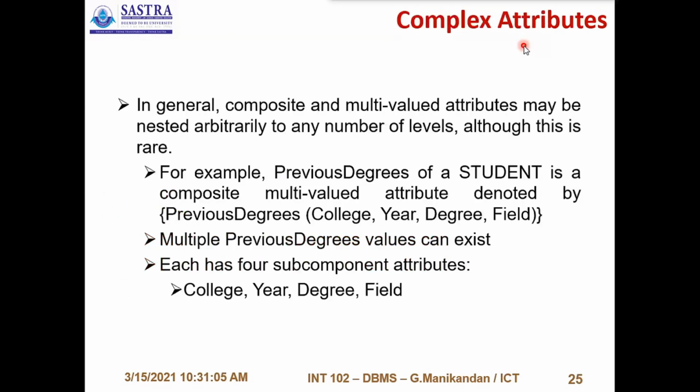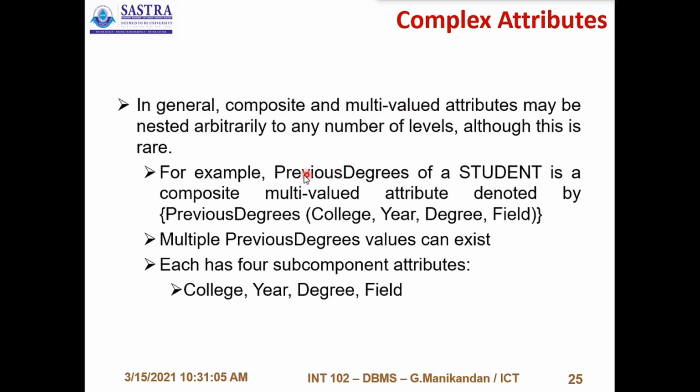The last category is the complex attribute. This is similar to hybrid inheritance. A complex attribute is a combination of two types of attributes. I can have a composite attribute and a multi-valued attribute, so I can go for some sort of nesting. Those nested attributes are called complex attributes.